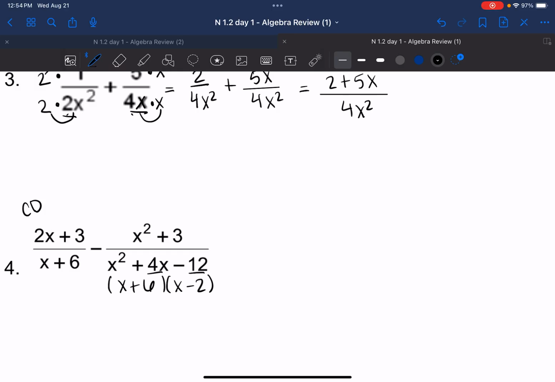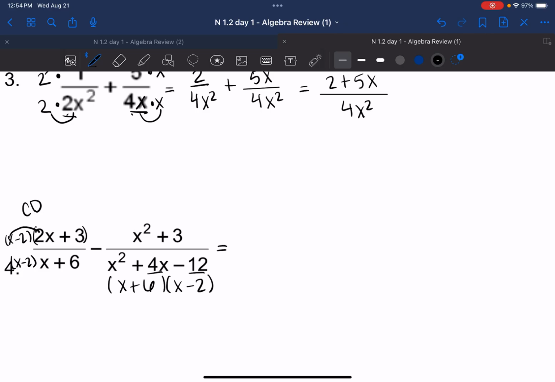So it does look like these fractions have x plus 6 in common. So that means the only thing this fraction's denominator is missing is x minus 2. So I'm going to multiply by x minus 2. But if we do that in the bottom, we got to do it in the top as well. All right, so now we need to multiply these two terms together in the numerator.